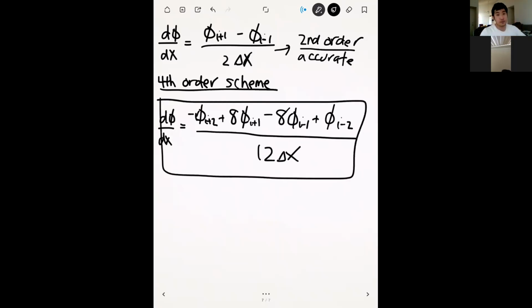Right. So you can see we have a much larger expression here. Okay? And the biggest difference that you'll see, besides the value of the coefficients, is that in this fourth order scheme, compared to our second order scheme above, we have to get information from our neighbor's neighbors. Okay? So this I plus 2 term and this I minus 2 term, those are our neighbor's neighbors. So our next door neighbors.